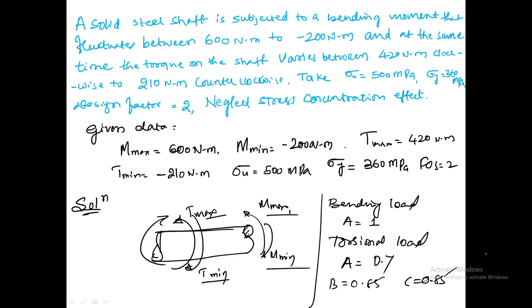So, you must clearly specify, as the data is not given, you say assuming. So, A equal to 1 for bending load and A equal to 0.7 for torsional load, and B equal to 0.85 size factor and C equal to 0.85, and KTF or KF equal to 1, as they have clearly specified, neglect stress concentration effect. So, you solve this problem.